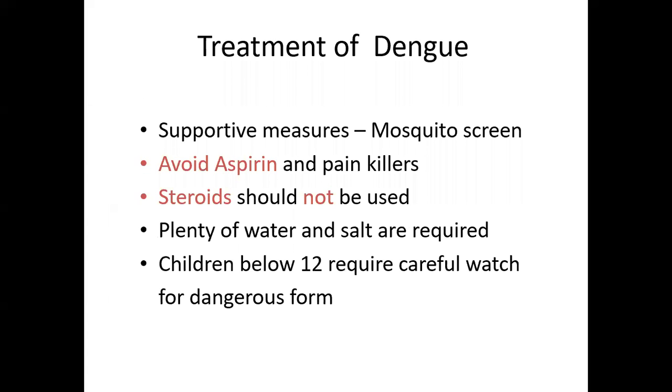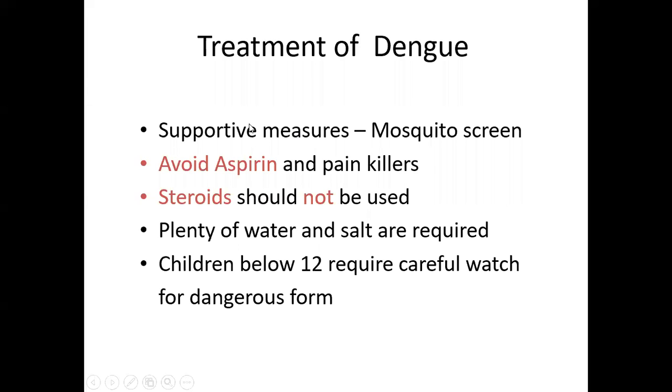How will we treat dengue virus infection? Mostly, supportive measures are taken. We use a mosquito screen to avoid being bitten by mosquitoes, so nets are used.